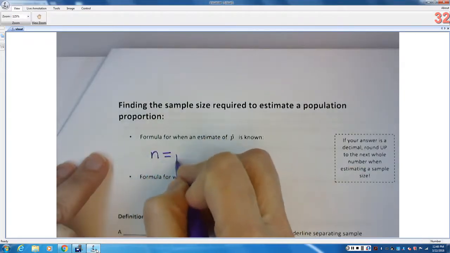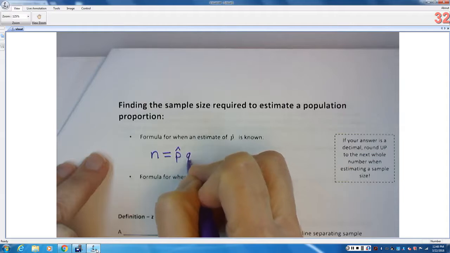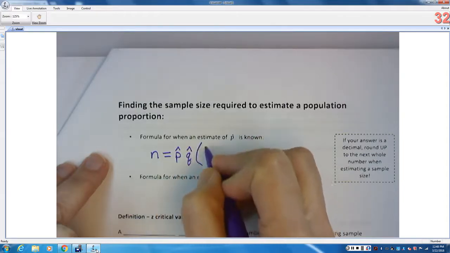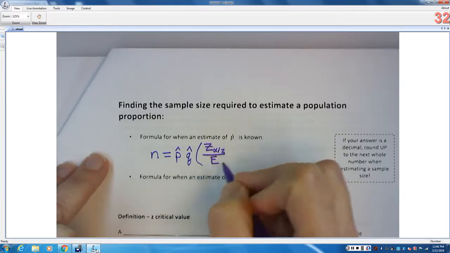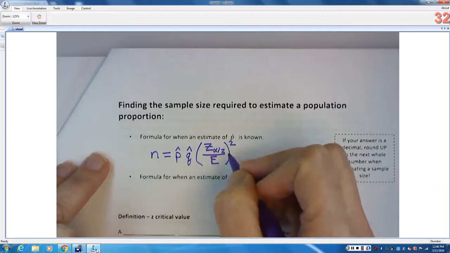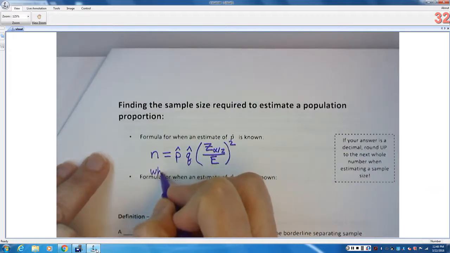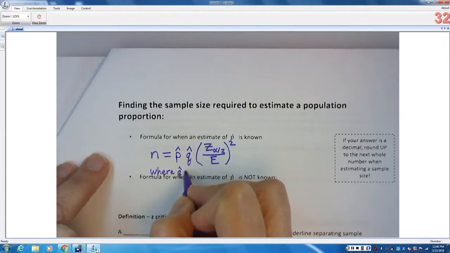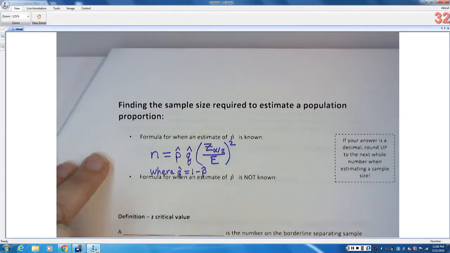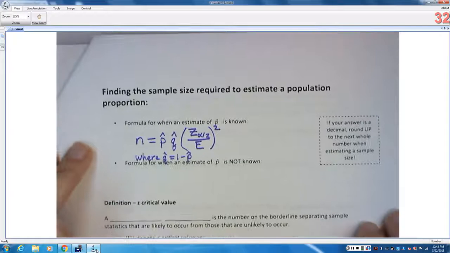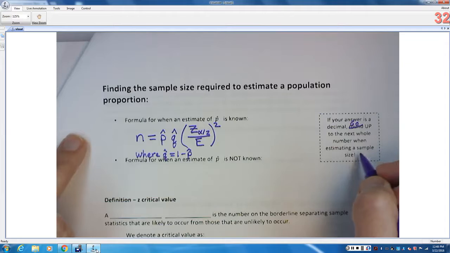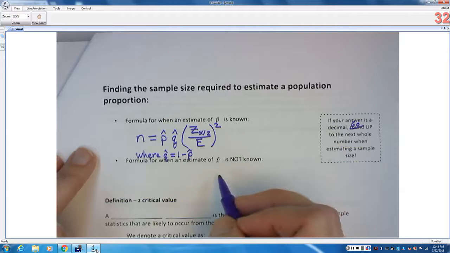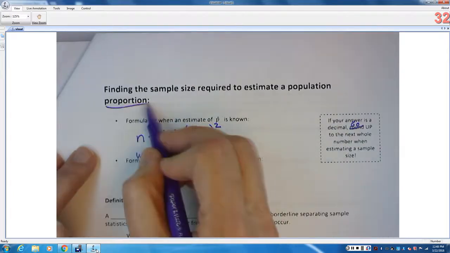N equals P hat times Q hat times the critical value, I haven't explained what that is yet, divided by E, the margin of error, and that part squared. And you do need to know that Q hat is 1 minus P hat. And if your answer is a decimal, we always go up to the next whole number. It's because we're trying to keep E within some value. So, and the formula, these are for proportions.